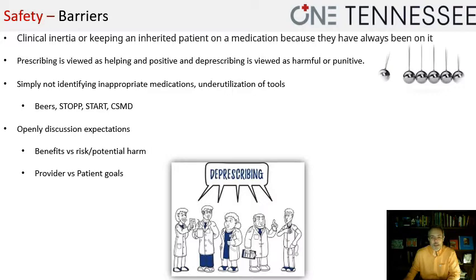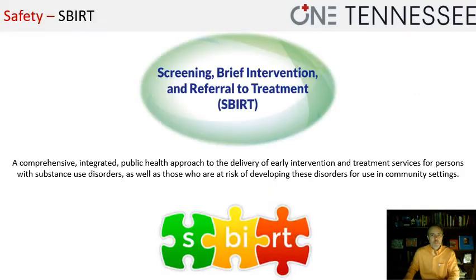Another very clinically relevant and useful tool is SBIRT, or Screening, Brief Intervention, and Referral to Treatment. This is a comprehensive, integrated public health approach to delivery of early intervention and treatment services for persons with substance use disorders, as well as those who are at risk of developing these disorders for use in community settings.